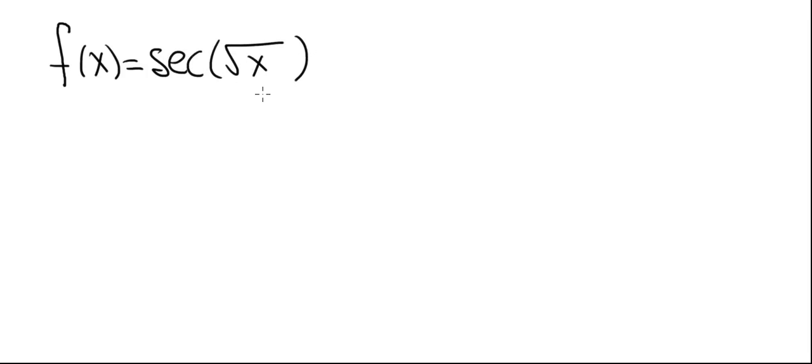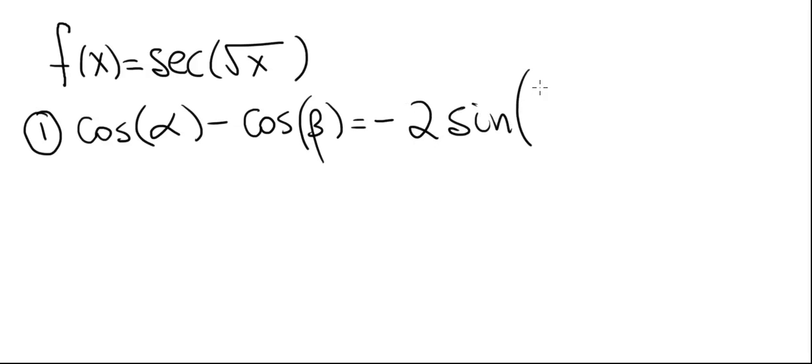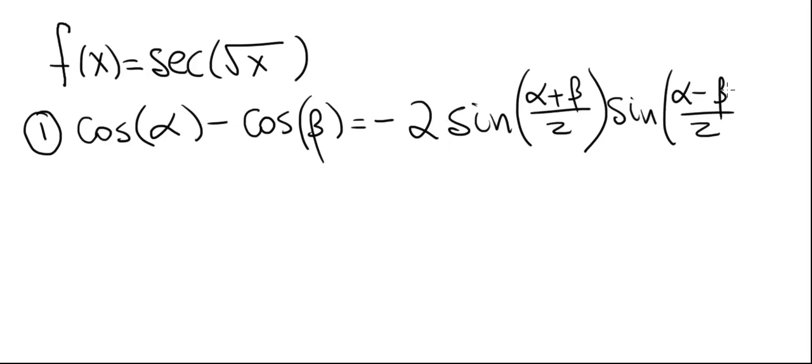We're going to use the definition of the derivative to differentiate f of x equals secant of the square root of x. To do it, we'll need the following two results. The first one is a trig identity: cosine alpha minus cosine beta is equal to minus 2 times sine of (alpha plus beta) over 2 times sine of (alpha minus beta) over 2.